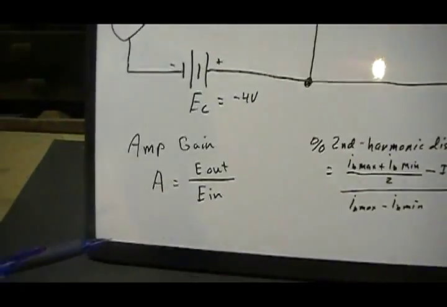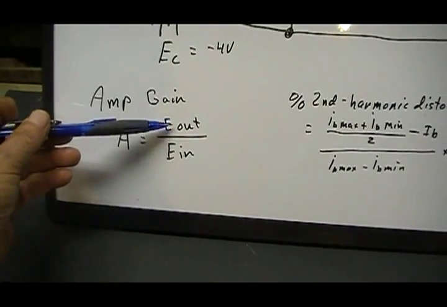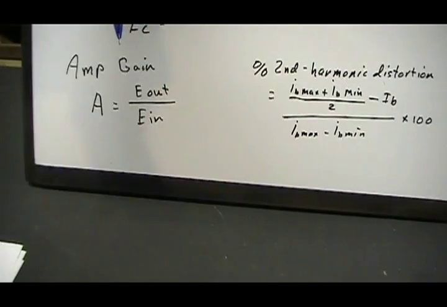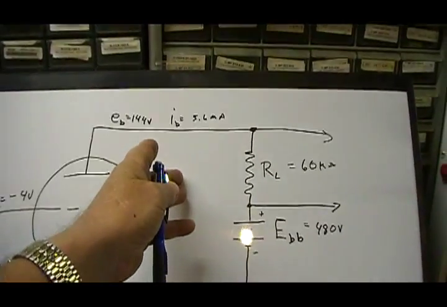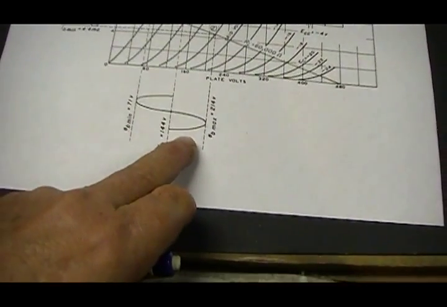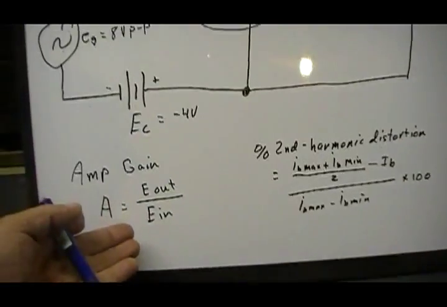Now, amplifier gain is basically just the voltage output to the voltage input. How much voltage swing do I have here versus the voltage swing I get out here? That voltage swing is represented here, and the voltage input is represented here. So that gives you your gain.